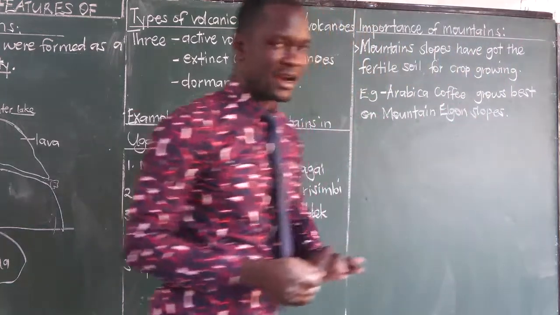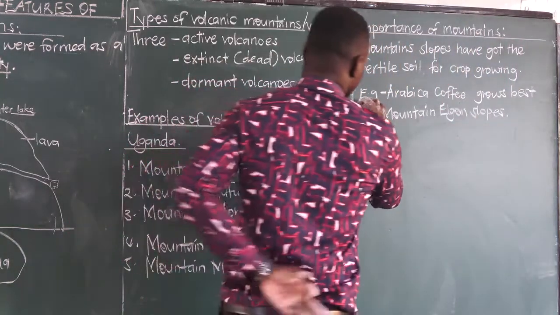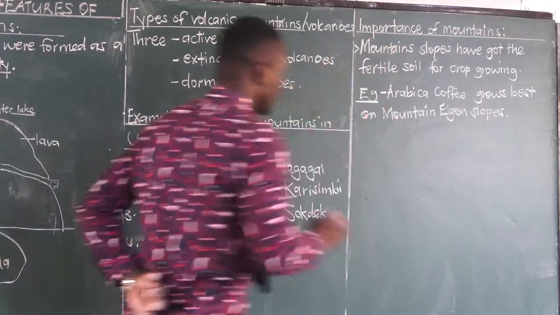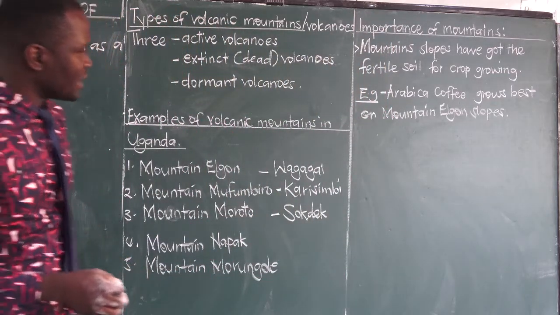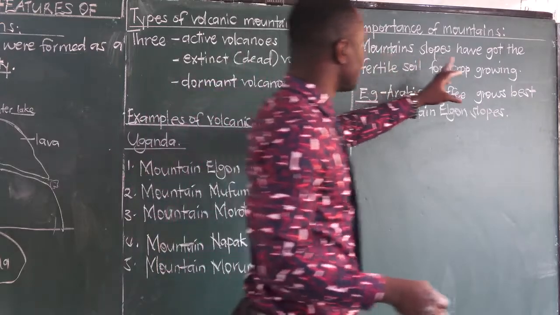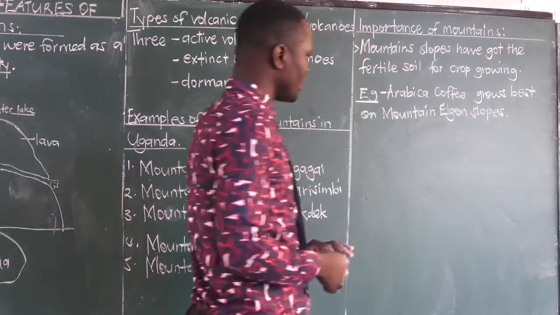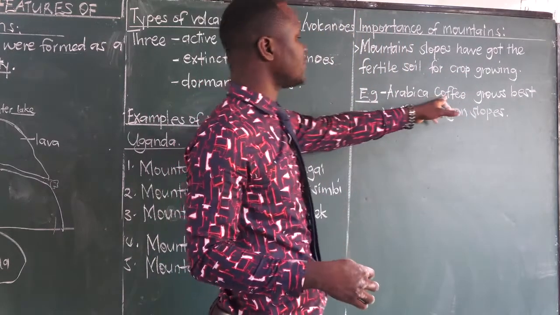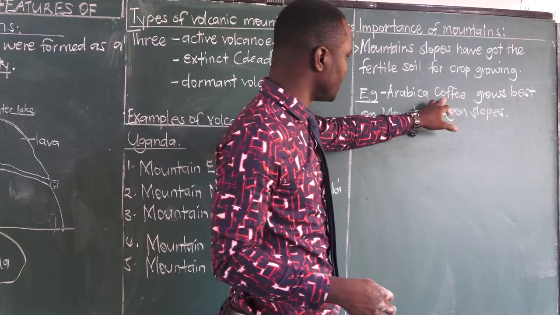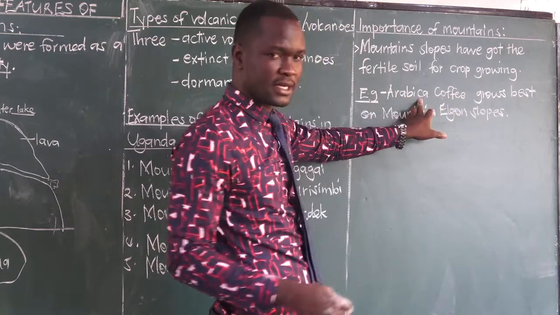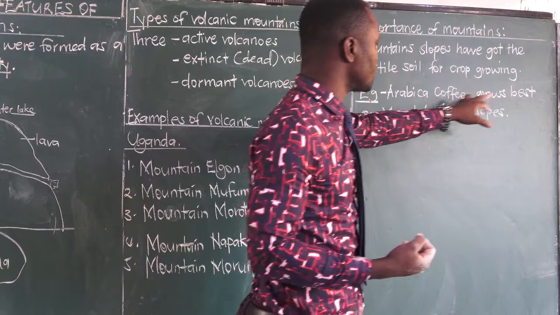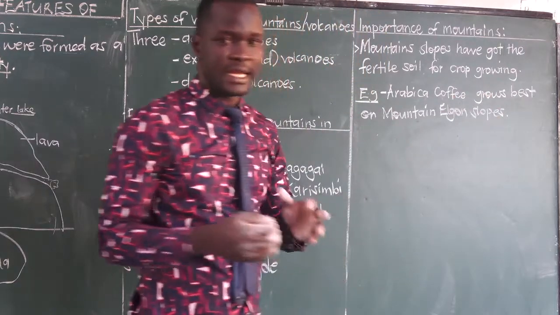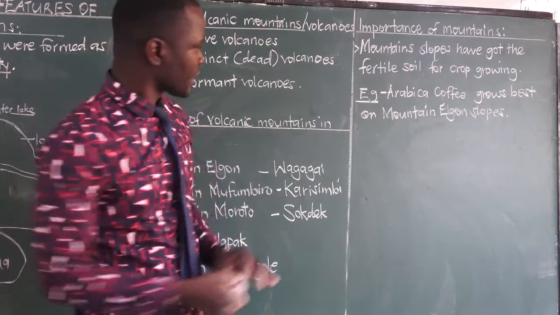That is what we are also adding here about the soil fertility which we find on the slopes of these volcanic mountains. We are saying mountain slopes have got fertile soil for crop growing. For example, Arabica coffee. Be very careful with this. Some people write Arabic, not Arabica. It is Arabica coffee. It grows best on Mountain Elgon slopes.